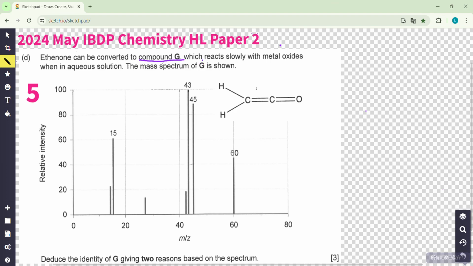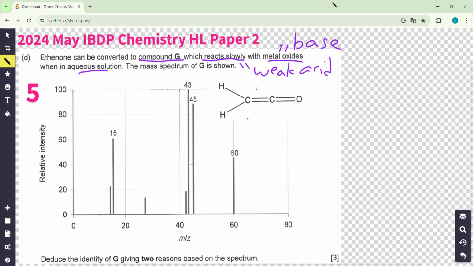So first of all, it reacts slowly with metal oxide in aqueous solution. Do you remember metal oxide is basic? It's a base, okay? So it should be a weak acid. The result from this is something that becomes a weak acid.